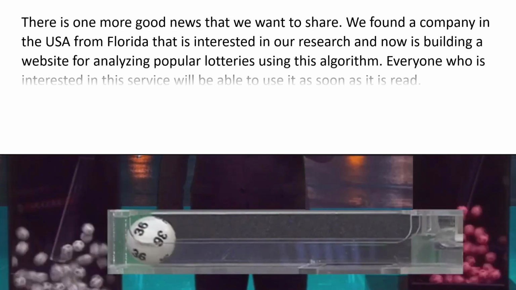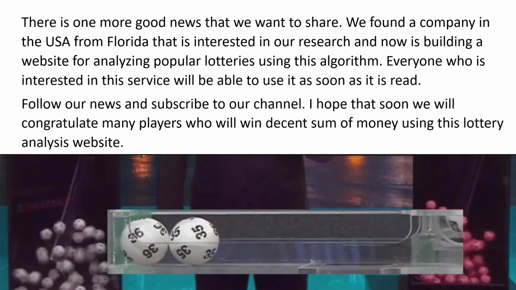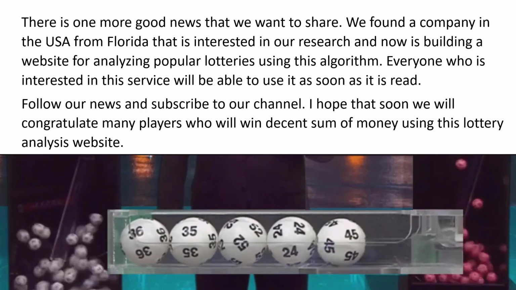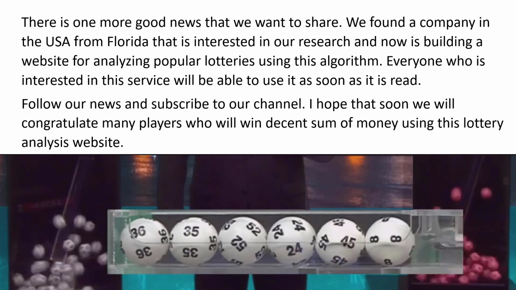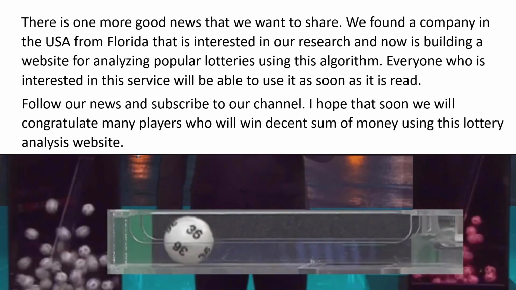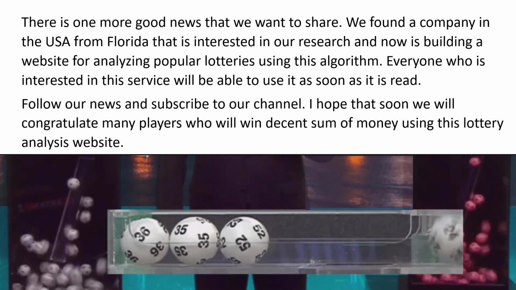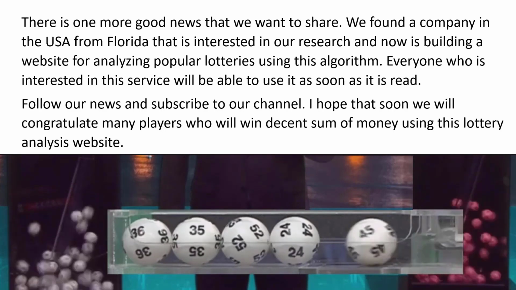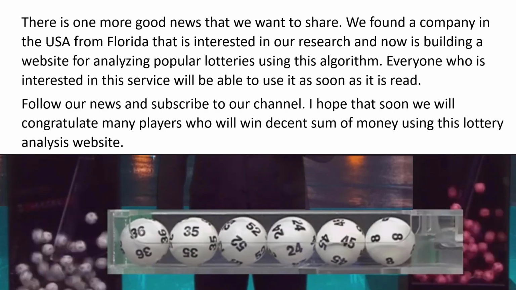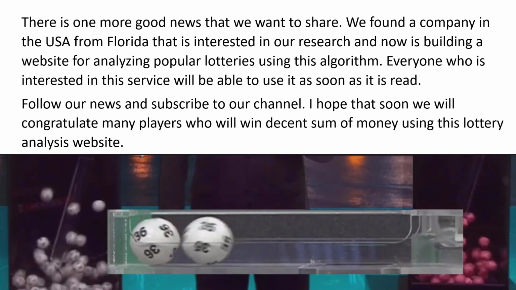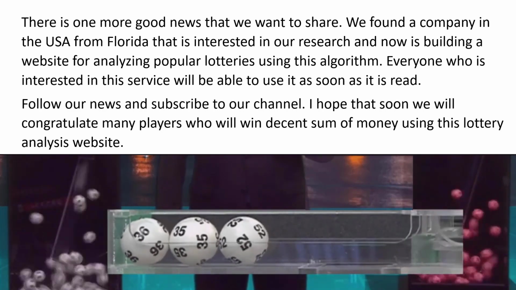There is one more good news that we want to share. We found a company in the USA from Florida that is interested in our research and now is building a website for analyzing popular lotteries using this algorithm. Everyone who is interested in this service will be able to use it as soon as it is ready.